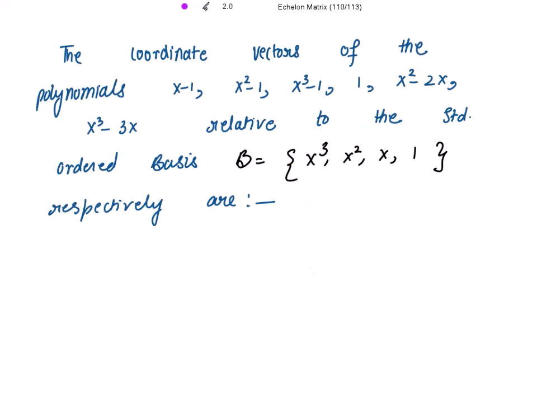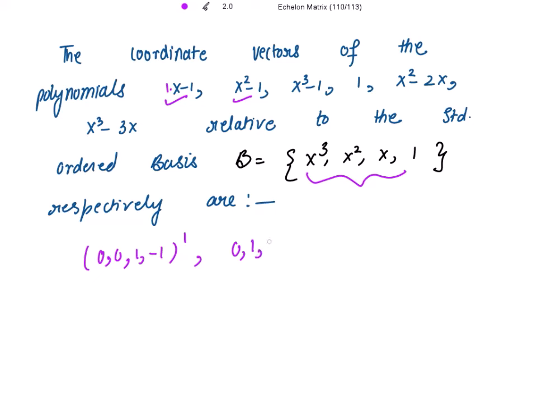So the coordinate vector for the first polynomial: what is the coefficient of x³? It is 0. The coefficient of x²? It is 0. The coefficient of x? It is 1. And the constant is -1. So this is the coordinate vector of x - 1 relative to this basis. Similarly, let's write the coordinate vector for x² - 1. The coefficient of x³ is 0, and the coefficient of x² is 1.